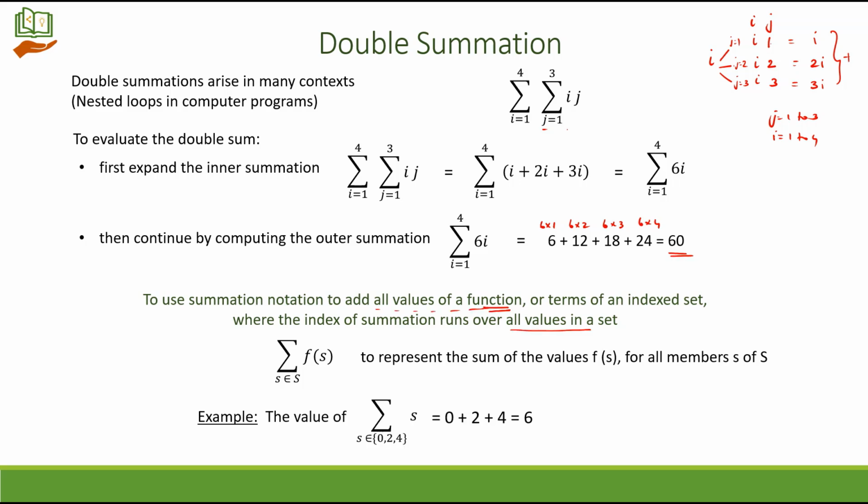They are saying this set is capital S equal to 0, 2, 4. At a time, small s will be 0, then 2, and then 4. So instead of running from 1 to 4 or 1 to 3, here we are running over these 3 elements. What is the function here? Just s. So when s is equal to 0, only 0 is taken. When s is equal to 2, only 2 is taken. When s is equal to 4, only 4 is taken. So we are summing up all these 3 elements and getting 6. Instead of indexes running through continuous numbers, we are going with the values inside the set.